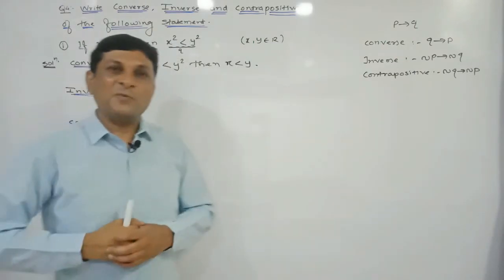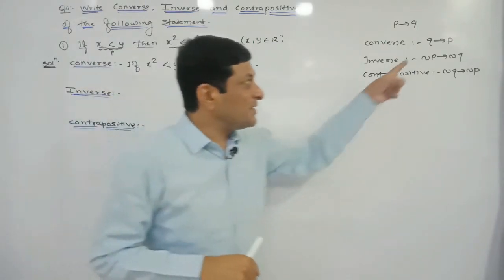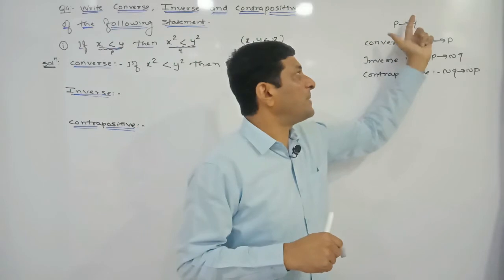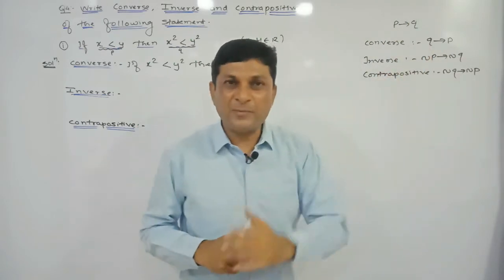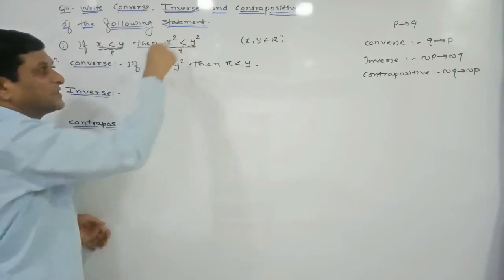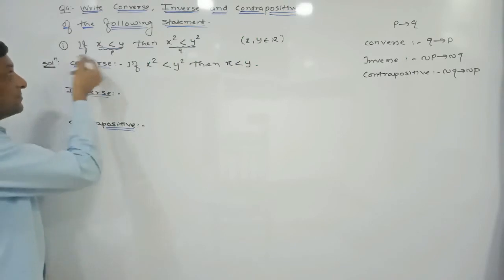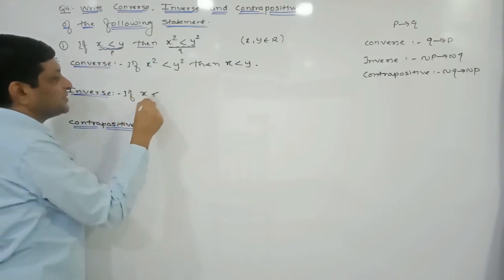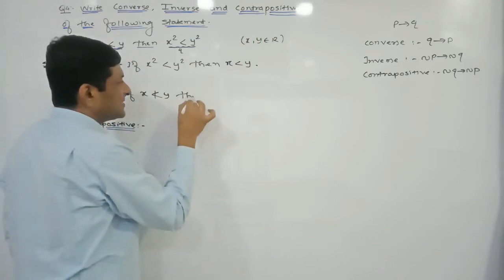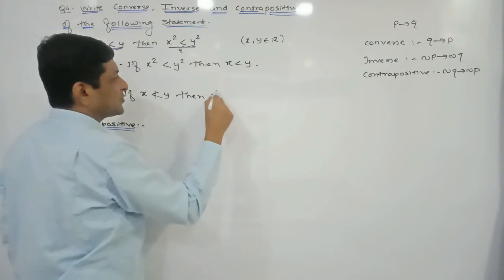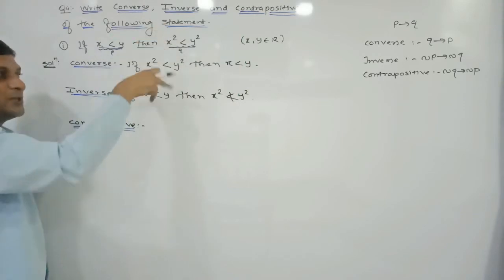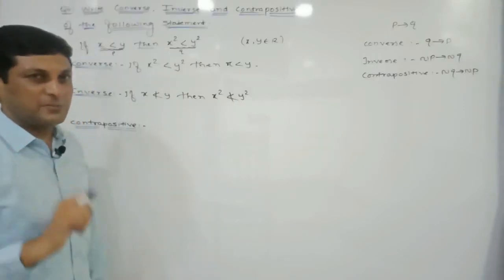Now let us try to find the inverse. Inverse means negation P implies negation Q. Whatever the conditional statement given to us, in both the parts use not. The new statement which you get is called the inverse of the given statement. So we get: if x is not less than y, less than gets replaced by not less than. Then in the second part also use negation, so x square is not less than y square. In the given statement, if you use negation in both the parts, it is called the inverse of the given statement.